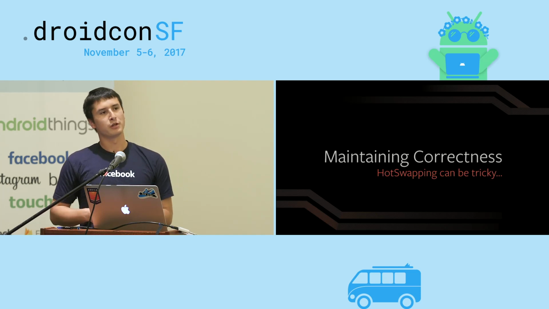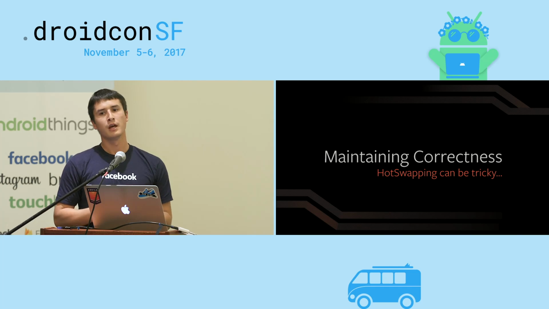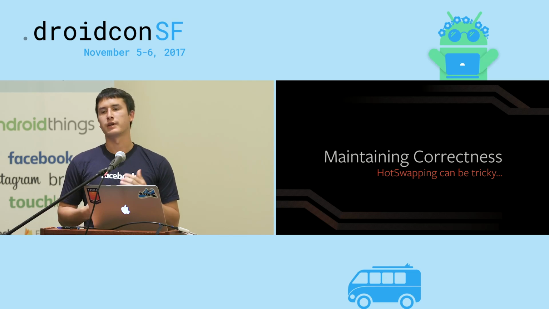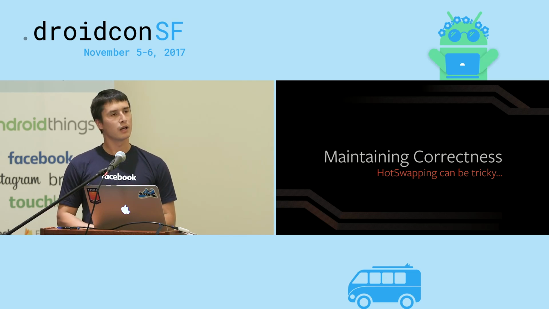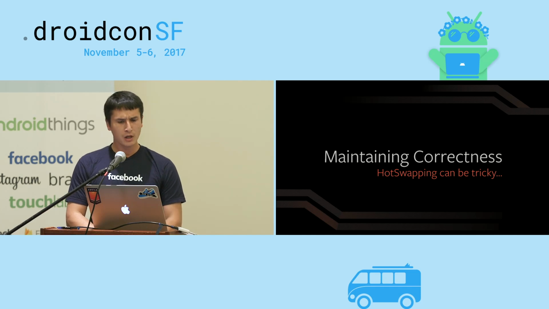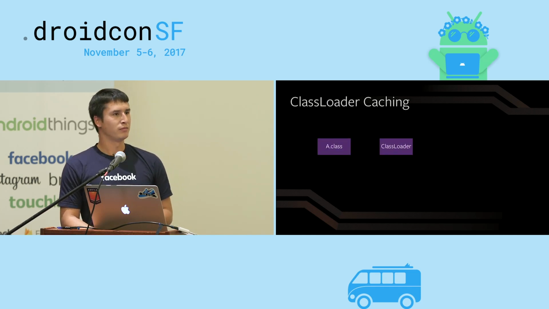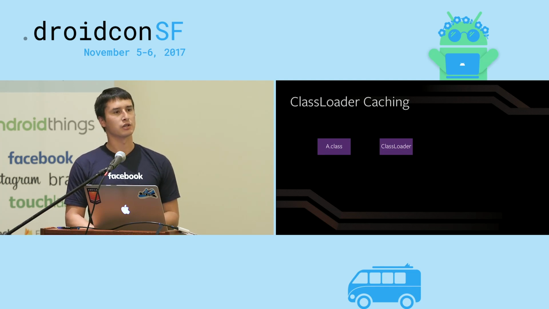And I want to get into a little bit of the other side of things. I've talked about the speed, and I've hinted at some of the flexibility, but I want to talk about correctness for a minute, because that's really what killed us when we tried to investigate some of these other Instant Run type solutions. The first thing I want to talk about is sort of an implementation detail, but I ran into this when I was first trying to build this system, and that's class loader caching.